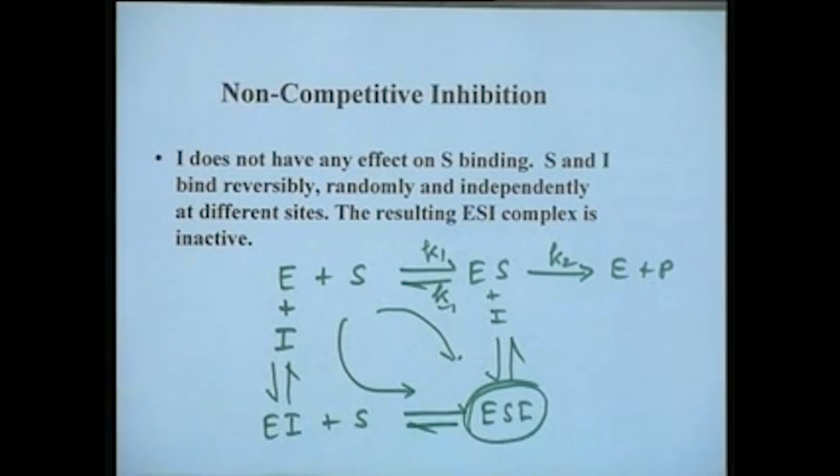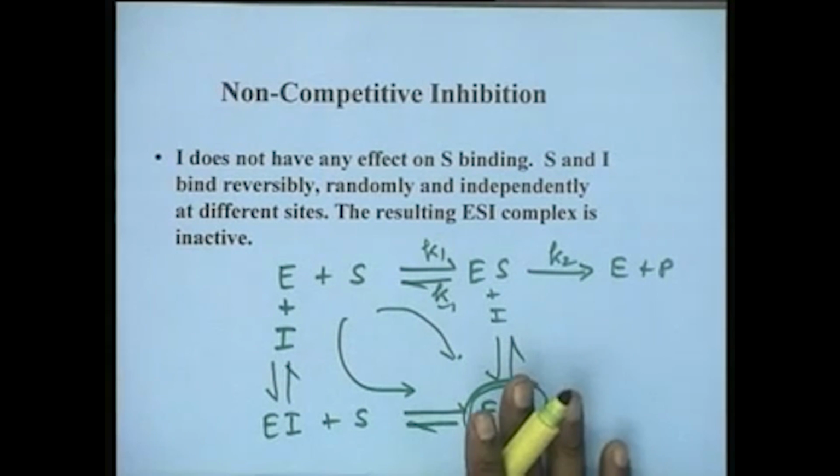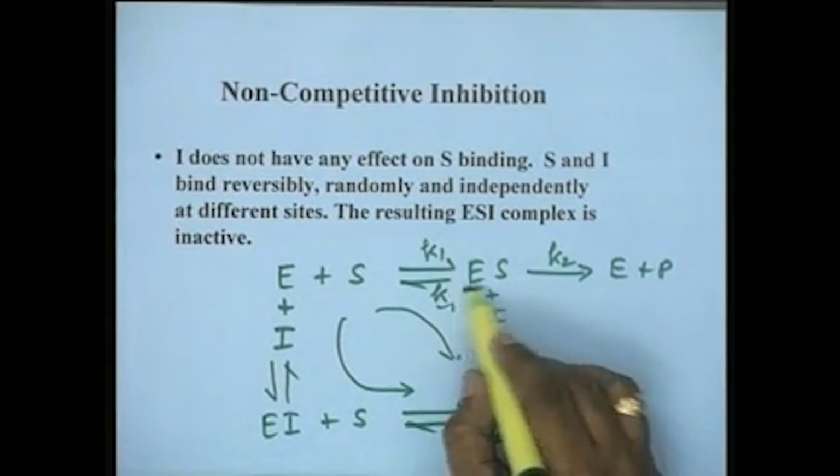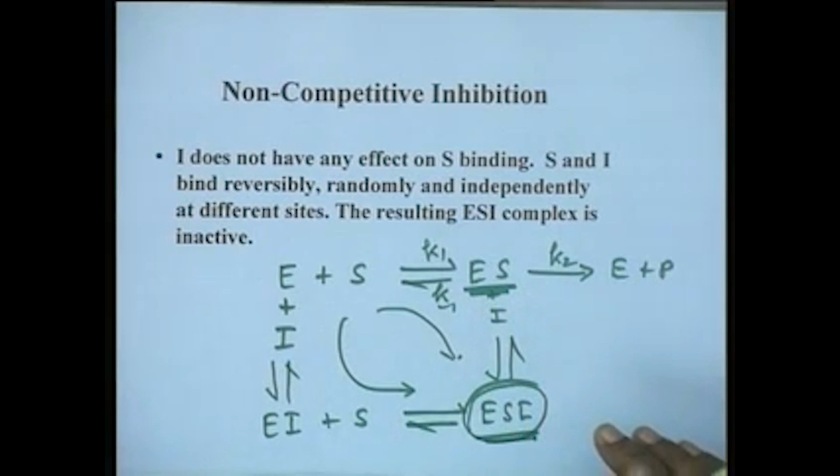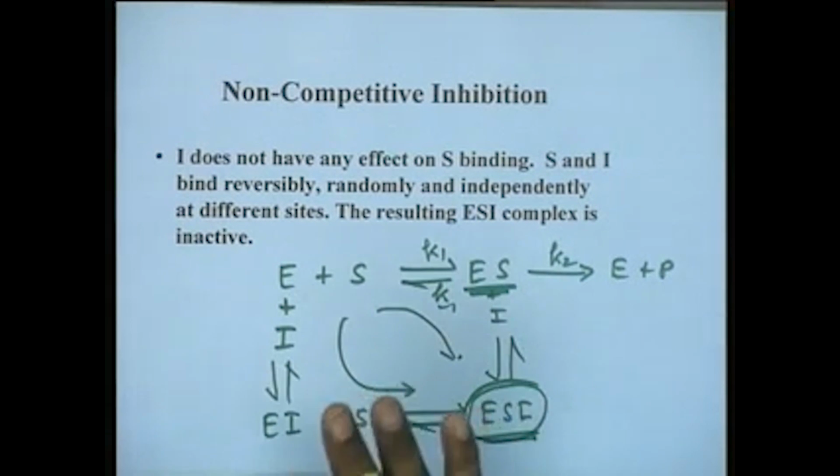They can bind reversibly, randomly and independently. There is no interaction between them, the only thing is that this ESI complex, once formed, is catalytically inactive and does not lead to product formation. It is only the ES complex which will lead to product formation.